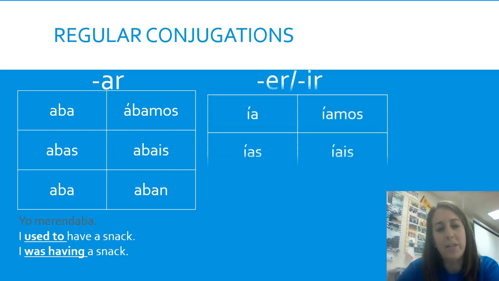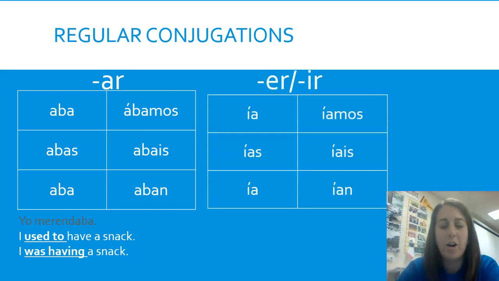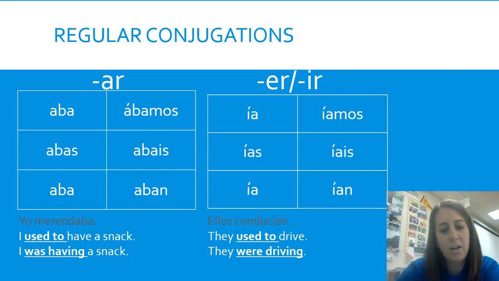So anyway, continuing on. Our ER and IR verbs both have the same set of conjugations. If you'll notice, all of those conjugations have accents on them. So ía, ías, ía, íamos, íais, and ían. Again, same thing with that yo form and that él, ella, and usted form. They're both the same, so we're probably going to need to use our subject pronouns and or context clues to figure out who we are talking about. An example, ellos conducían, they used to drive, or they were driving.